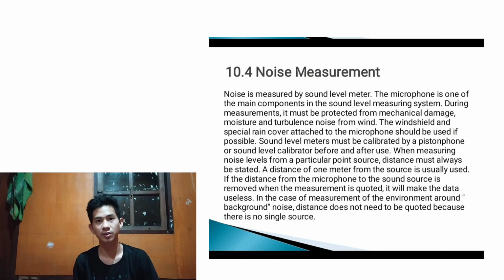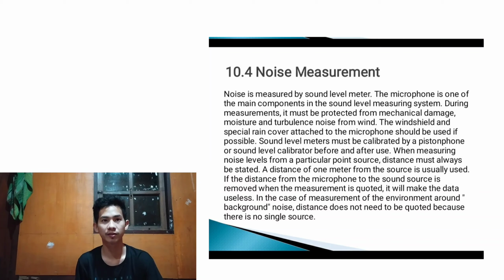The next material is noise measurement. Noise is measured by a sound level meter. The microphone is one of the main components in the sound level measuring system. During measurements, it must be protected from mechanical vibration, moisture and turbulence noise from wind. The windshield and special rain cover attached to the microphone should be used if possible. Sound level meters must be calibrated by a pistonphone or sound level calibrator before and after use.